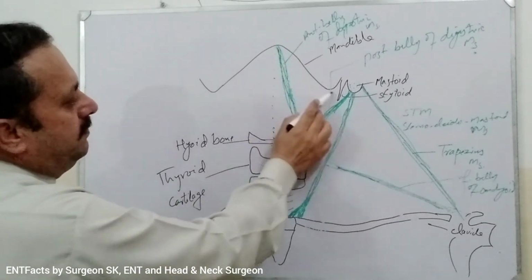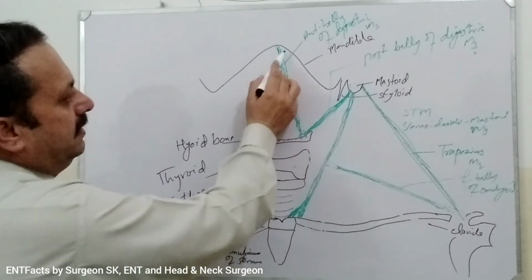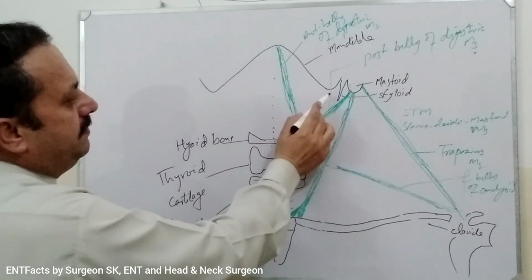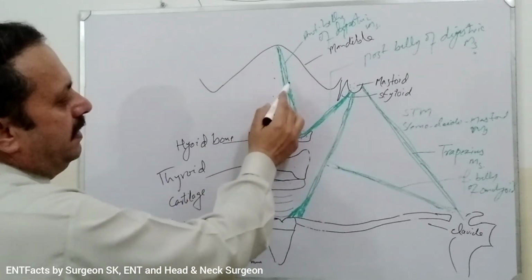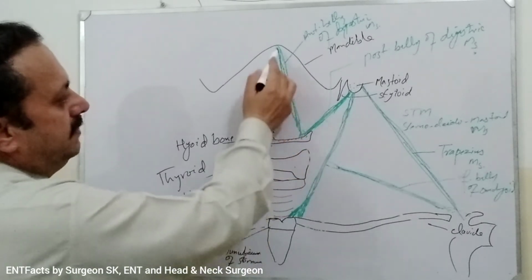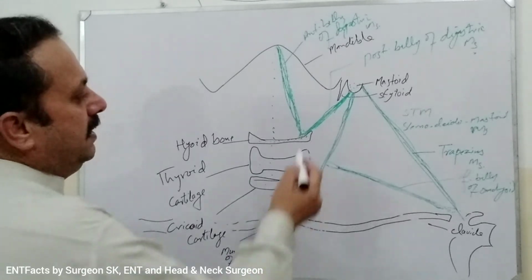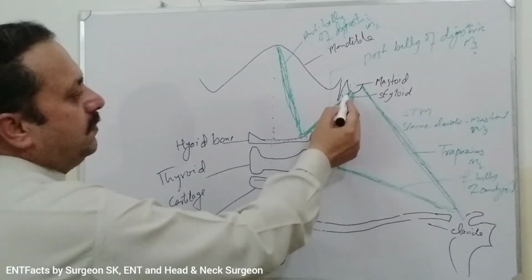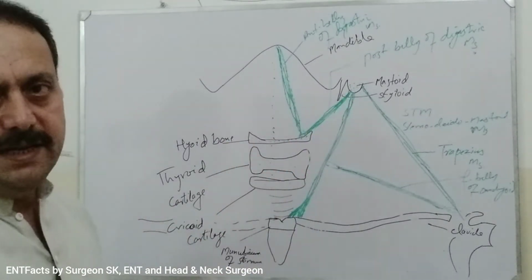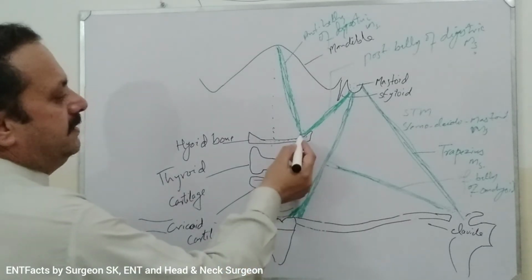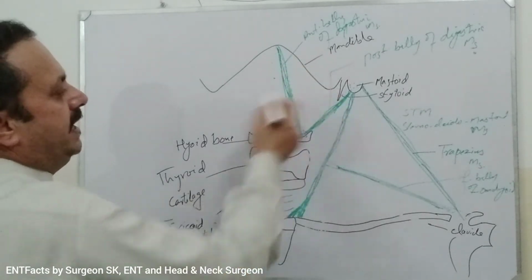Here in the submandibular triangle or digastric triangle, the base is formed superiorly by the mandible, the anterior border is formed by the posterior border of the anterior digastric belly. Posterior border is formed by the posterior belly of digastric. Apex is the hyoid bone, while base is the mandible.